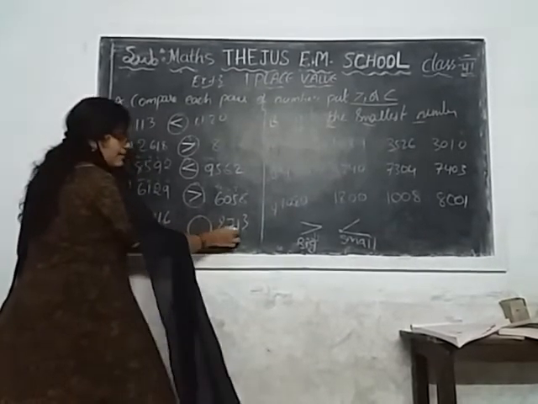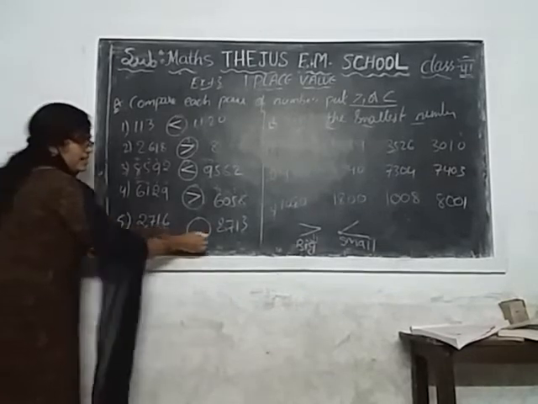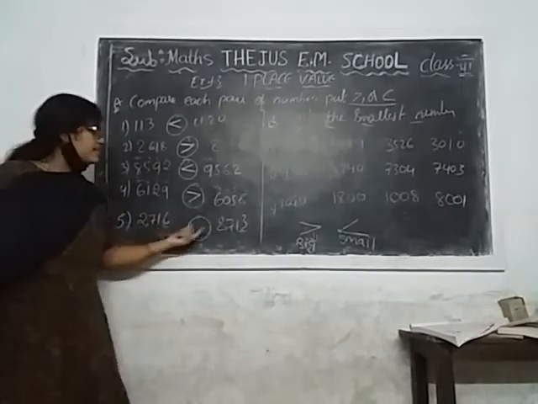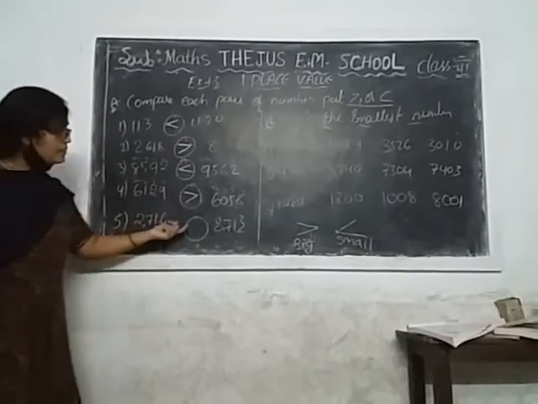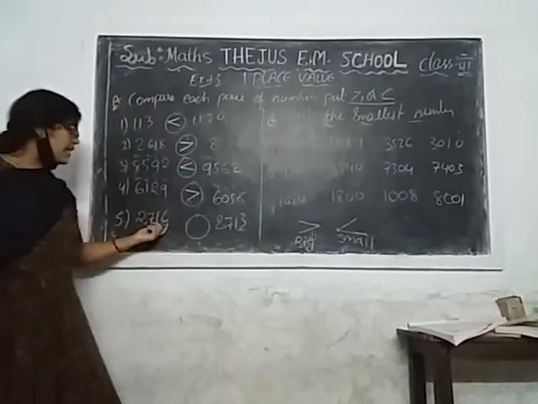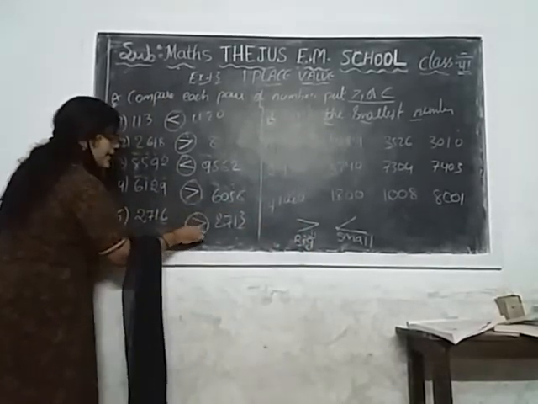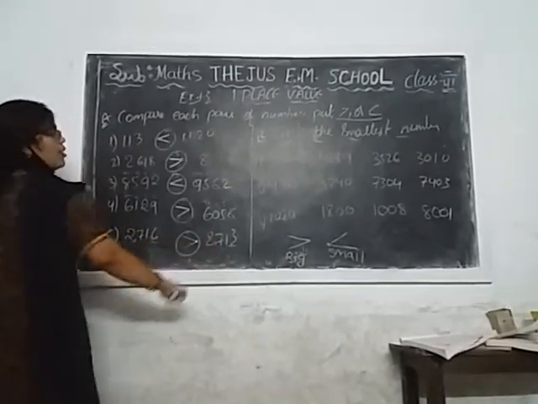Next one, 2,716 and 2,713. This is 16, 13. 2,700 is common on both sides. So 16 is bigger than 13, right? So 16 is greater. Greater means big. This symbol. Okay, the point is in the direction of the small number.